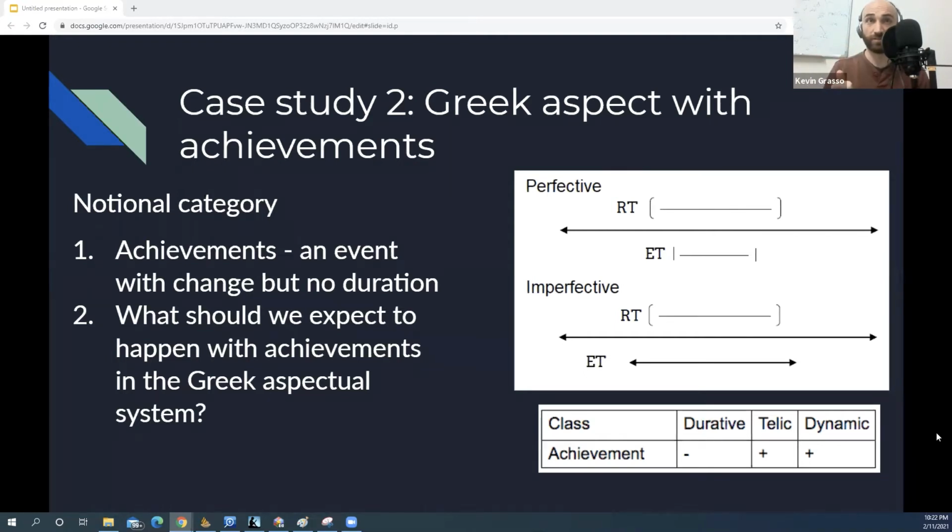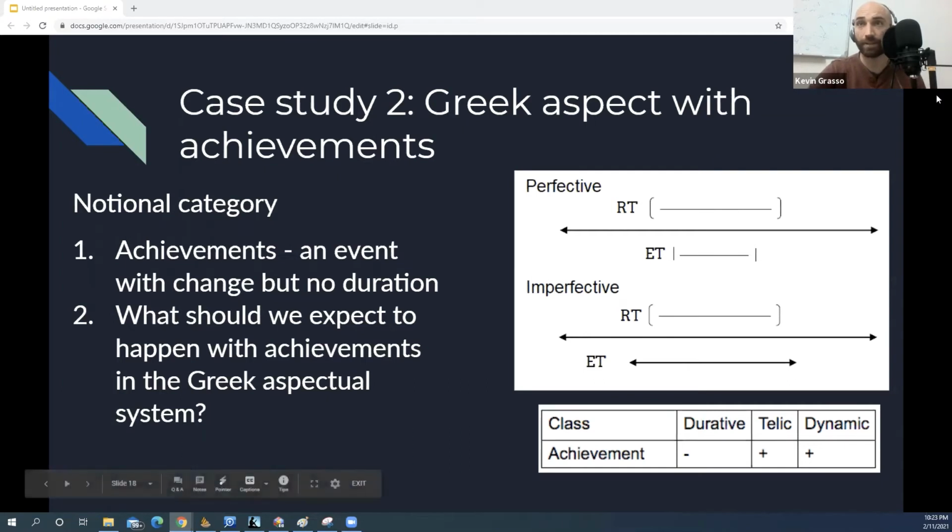It's not durative, right? It is telic, right? There is a change. So these are verbs like arrive, break, open. It is dynamic, right? There is change in the world, but they happen instantaneously. Okay. So, what should we expect to happen, right, with achievements? This is a problem. If we think about it logically, if we have an event time with no duration, right?